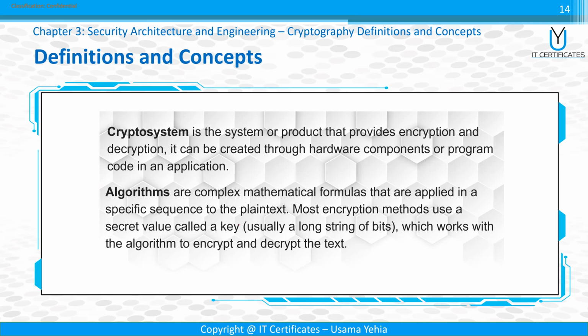As you can see, we are using a key, a secret value called a key. We will speak about this in more detail. It works with the algorithm to encrypt and decrypt the data. The algorithm is used to encrypt and decrypt the data. So what we can understand from this slide is that the first component of the encryption process is the algorithm.